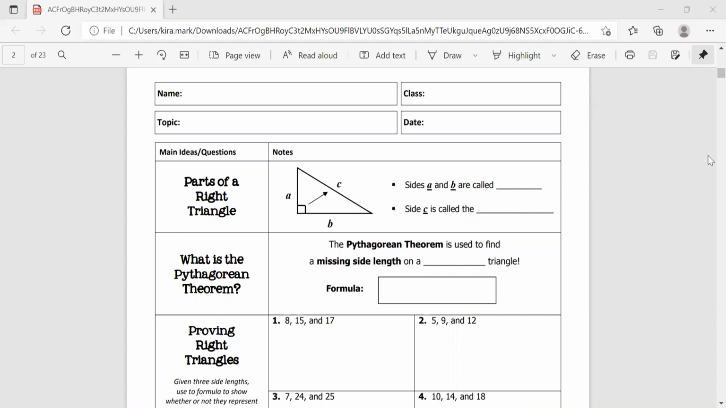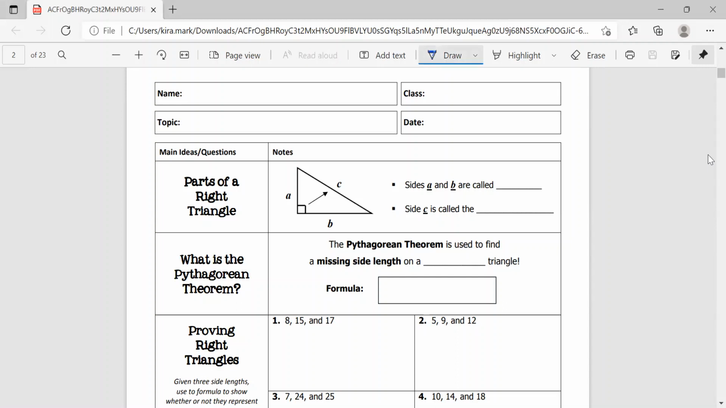Here we go. Hi, I'm going to go over these notes on parts of a right triangle. So this is for after our test. We're going to go over the Pythagorean theorem, parts of a right triangle, and then proving if triangles are right, which is the converse of the Pythagorean theorem. So we're going to talk about that.